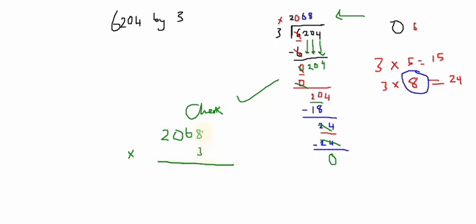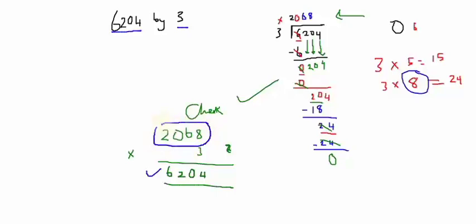Now let's multiply them. 3 times 8 gives us what? 24. That is 4, carry 2. 3 times 6 is what? 18 plus 2, that is 20. 0. Carry what? 2 again. Now we have 3 times 0 is 0 plus 2. We have 2. 3 times 2 is what? 6. Now this one we have 6204. Now can we check our work? If we look at this, we have 6204 here, and the question says 6204 divided by 3 is going to give us 2068. So we say that 2068, when we times it by 3, we are still getting our 6204.